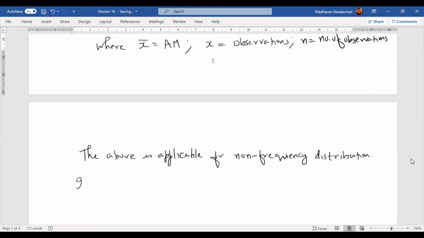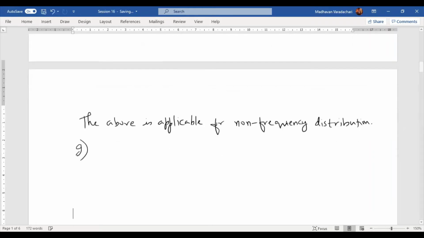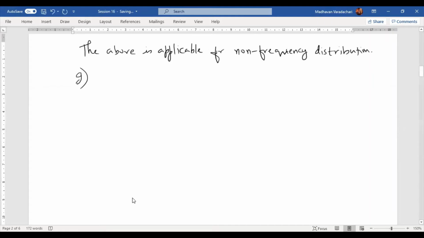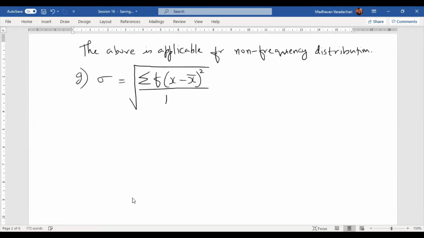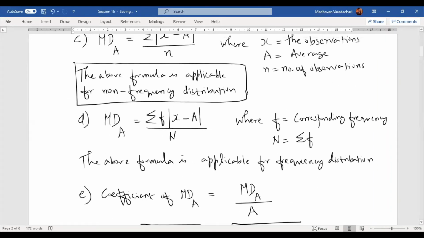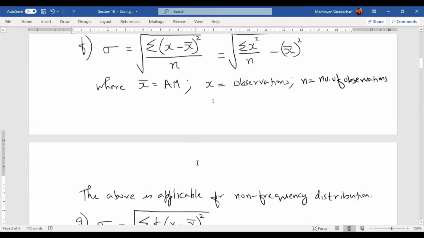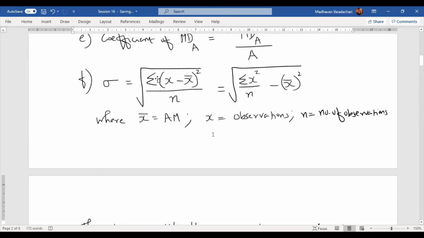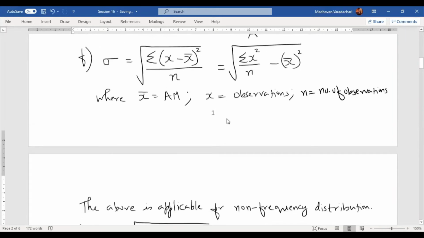Then the next formula, sigma is equal to square root of summation f multiplied by x minus x bar, the square, divided by capital N. You may notice there is a similarity between this and this. So what we did is the numerator is getting multiplied with f and smaller n has become capital N.